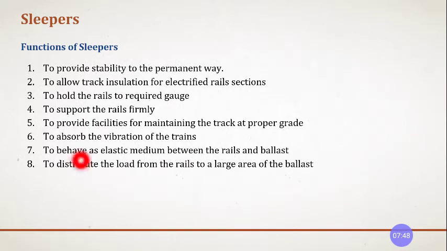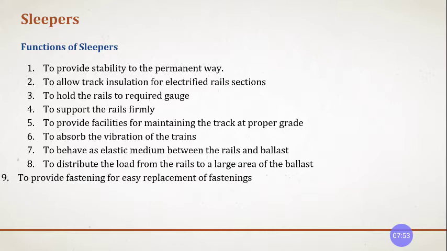Next is to distribute the load from the rails to a larger area of the ballast, right? Providing fastenings for easy replacement. You should provide fastenings such that they can be easily removed and placed back in position during maintenance work. It should be very fast and very easy to remove these fastenings and sleepers, right?